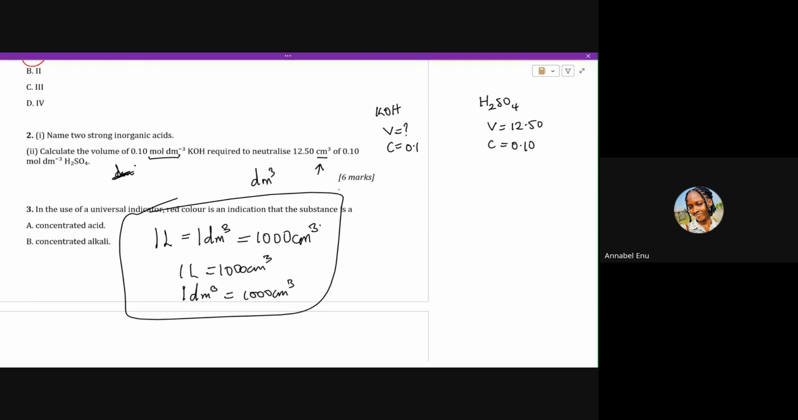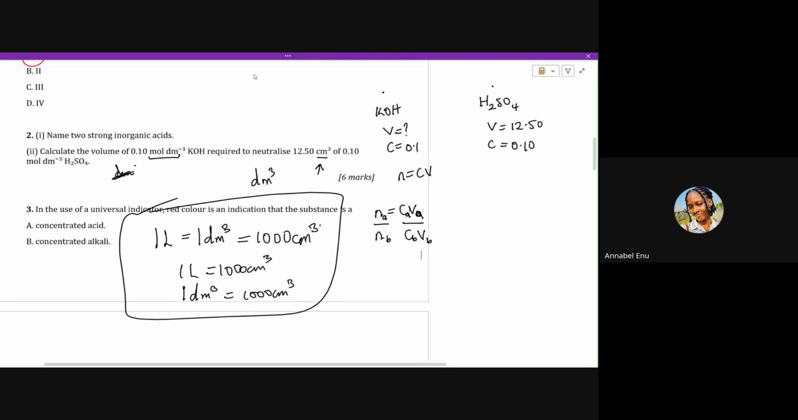The formula in terms of this: n is equal to CV. There's also another formula you usually use, since we are dealing with two substances, the acid and the base. So we can say n acid, C acid, V acid over n base equals C base, V base. This is the formula. Don't forget n and don't get rid of n.